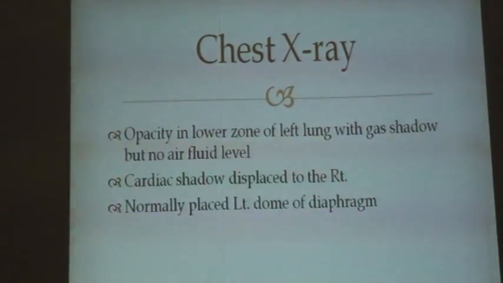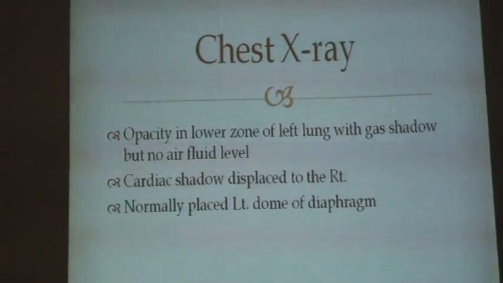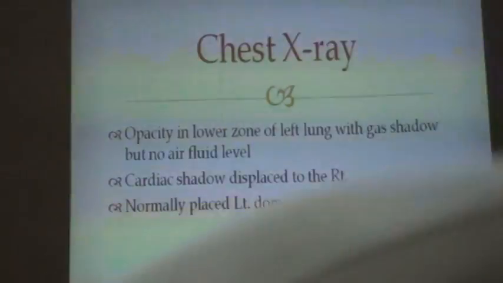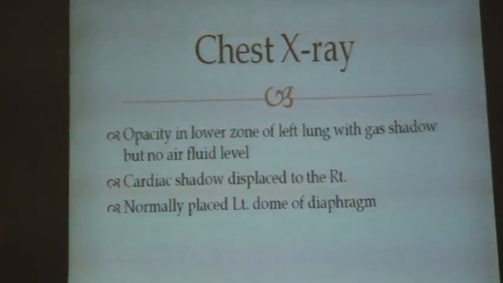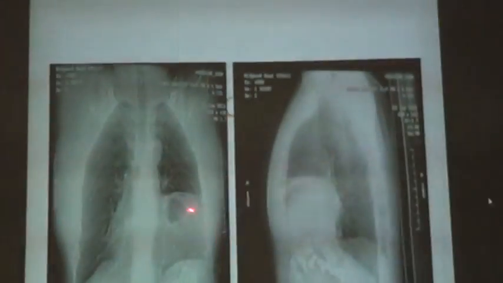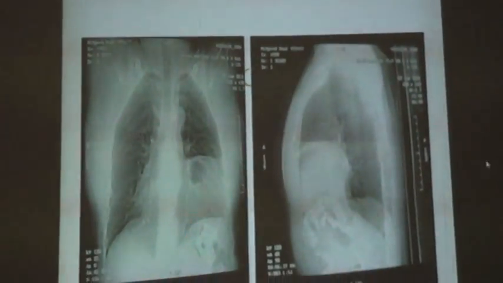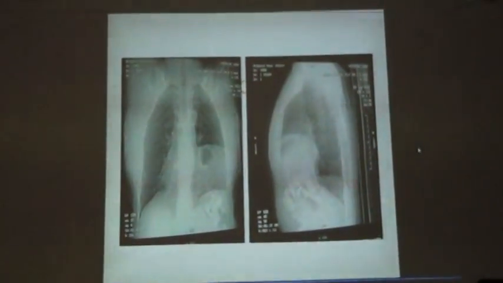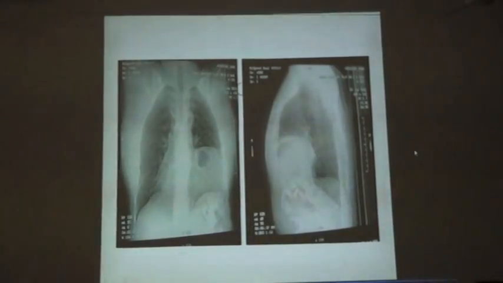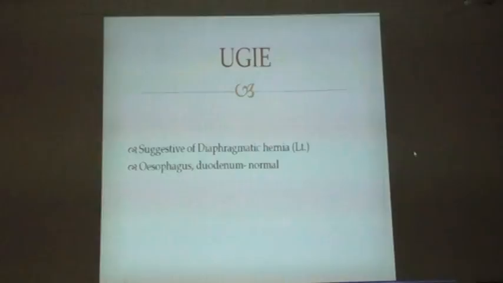On chest X-ray, there is an opacity in the lower zone of the left lung with gas shadow, but no air fluid level. The cardiac shadow is displaced to the right, and there is a normally placed left dome of diaphragm. This is the normally placed left dome of diaphragm. This is the gas shadow, and it is found that there is a mediastinal shift to the right side.